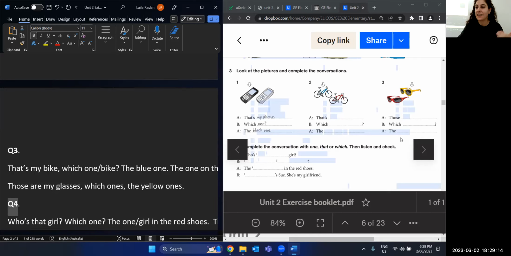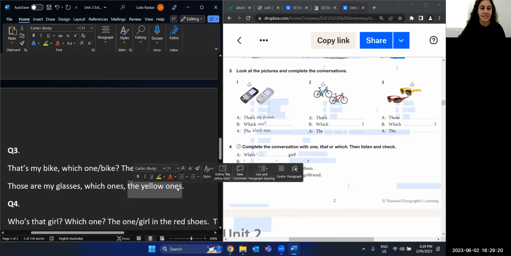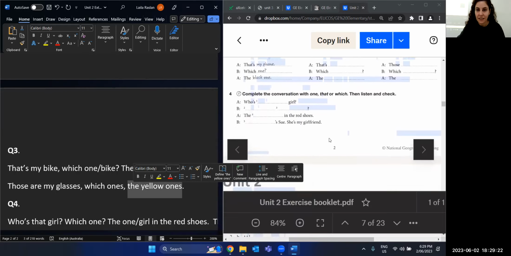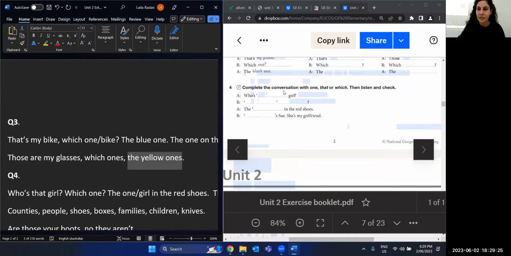Which ones? The yellow ones. Yeah. Number 4, complete this conversation with one, that, or which. So we looked at which, that in the middle of a sentence, and one, which replaces the noun. So whose, yeah, we can't say one because remember one replaces the noun. So we can't say whose girl. So who's that girl? Yeah, so maybe we're pointing. Who's that girl?